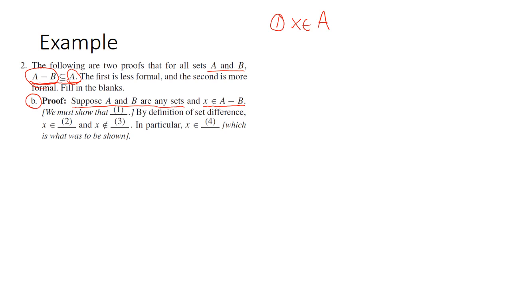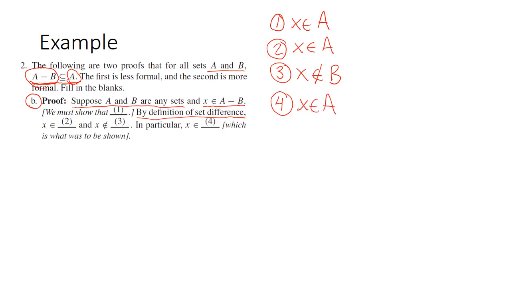Okay, and then where do we go from here? By the definition of set difference, that minus in between A minus B, what that means is that if x is in A minus B, then x is in A, that's number 2, and x is not in B. That's just what the set difference is. So in particular, what does that mean? Remember what we're trying to conclude here. Our goal was to conclude that x is in A, and we have that x is in A. So in particular, x is in A, which is what we were trying to show.